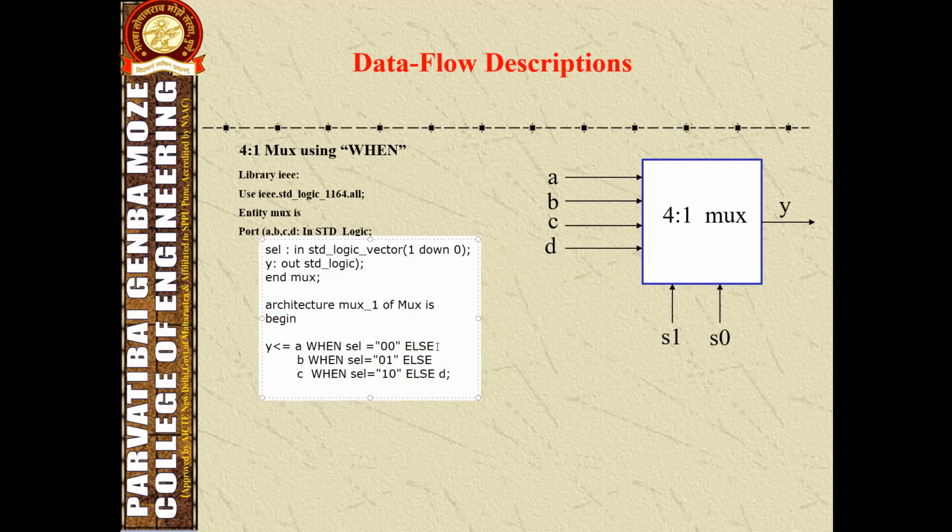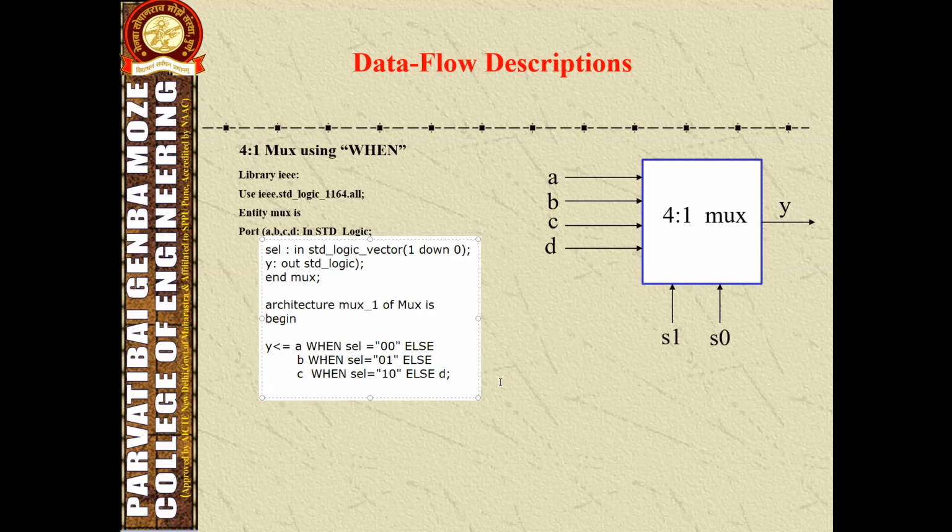What will happen here? If the select bit is 0, 0, then A will be connected to the output. If the select bit is 0, 1, then B will be connected to the output. If the select bit is 1, 0, then C will be connected to the output. If all those conditions are not satisfied, only one condition remains, that is 1, 1, because there are only 4 combinations. So that's why, if these conditions are not satisfied, it will simply connect the D input terminal to the output terminal.